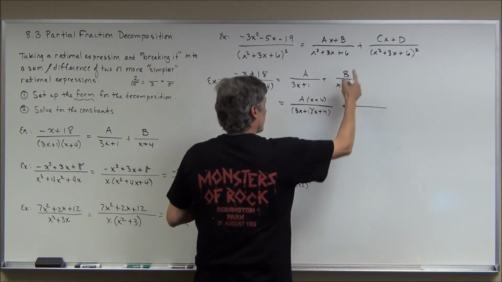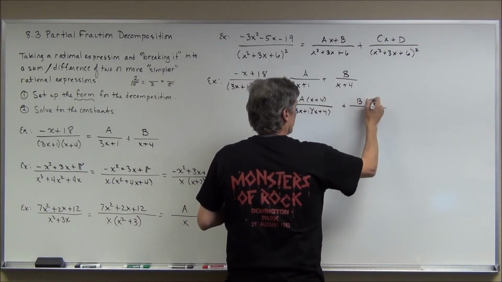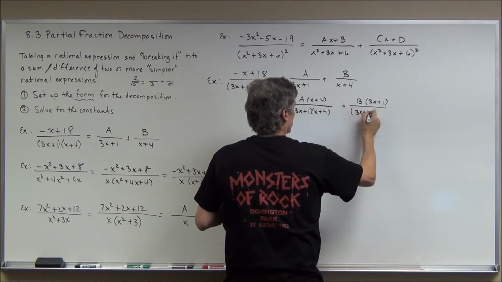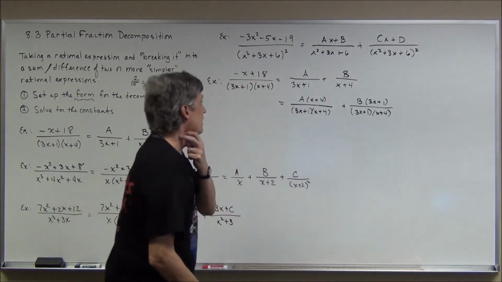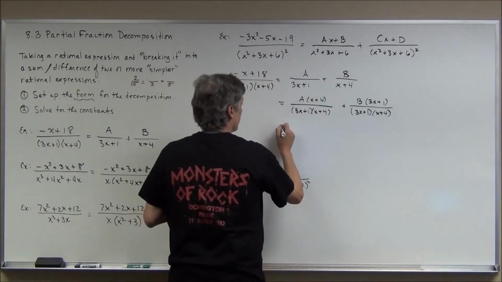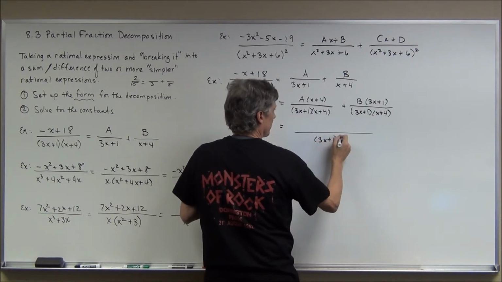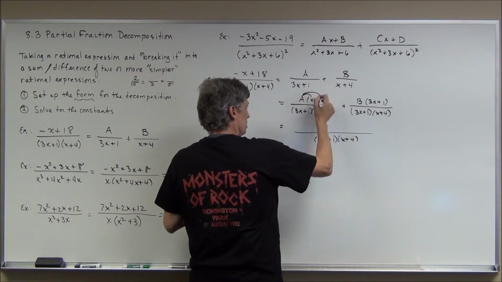And I'd have to multiply top and bottom here by 3x plus 1 on this second one. So 3x plus 1 times the numerator times the denominator. I'll write it first so that it's consistent with the other denominator. Now, I have a common denominator. I can put it all over that common denominator, and I'll see if I can simplify when I add the numerators.